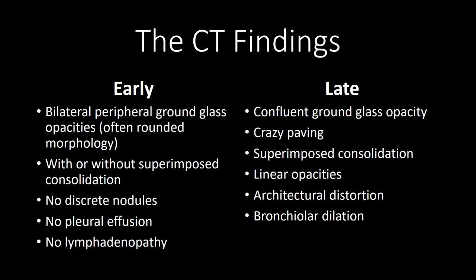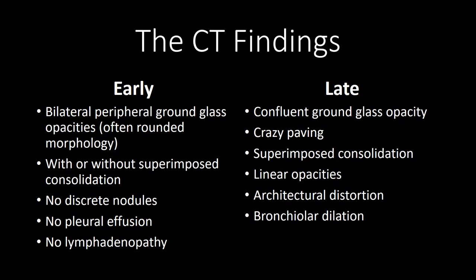As the disease progresses, the ground glass opacification tends to become more confluent. It often remains peripheral, but it can become more diffuse throughout the lung. Crazy paving is being reported, which is actually a pattern within the ground glass opacification where there's also septal line thickening that creates the look of stone pavers.